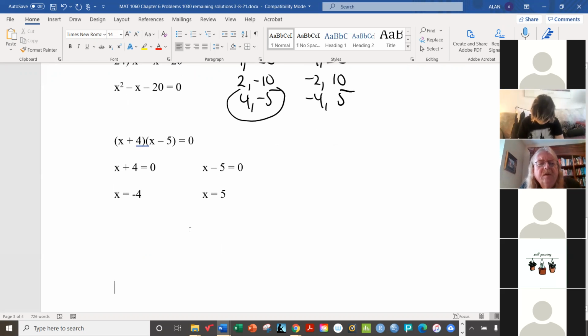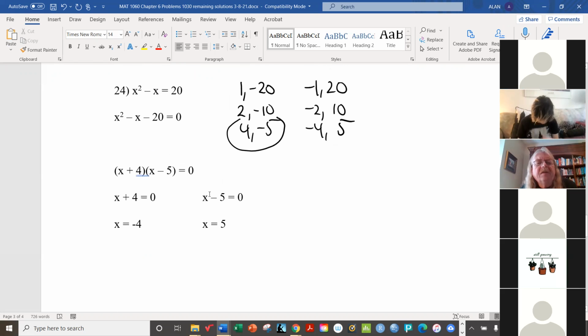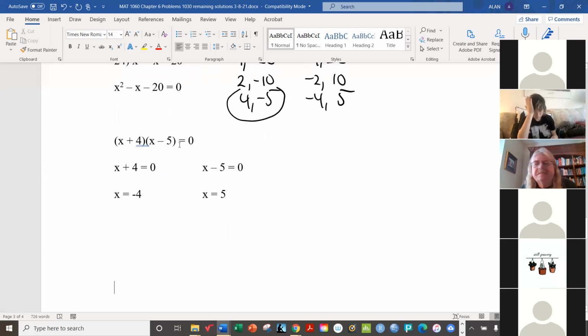We don't need to double check every single one of these. I just wanted you to see it once to make sure you can see how it's done. But if you did plug these in, you would in fact get the right solution in both cases. All right, what's next? How about this one?